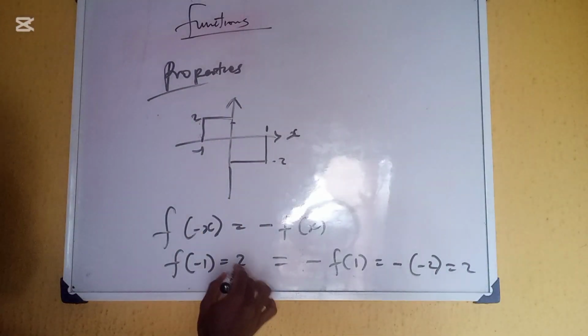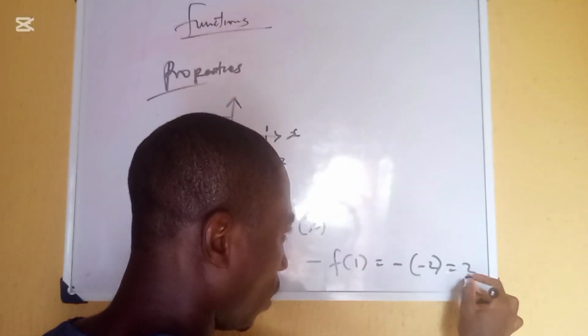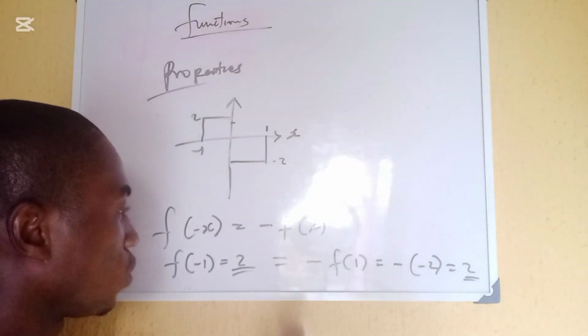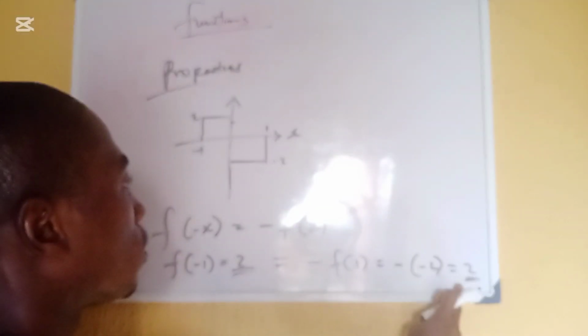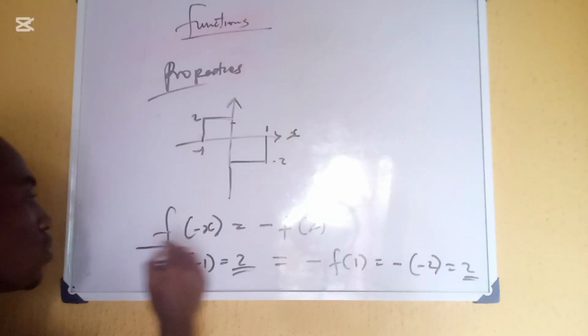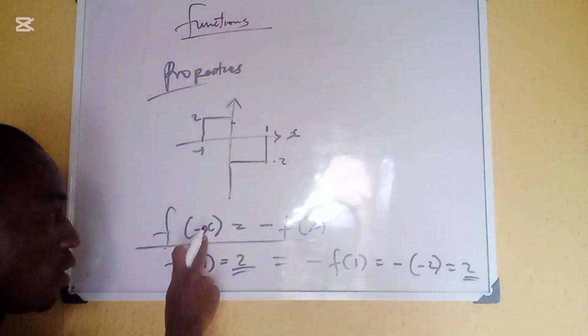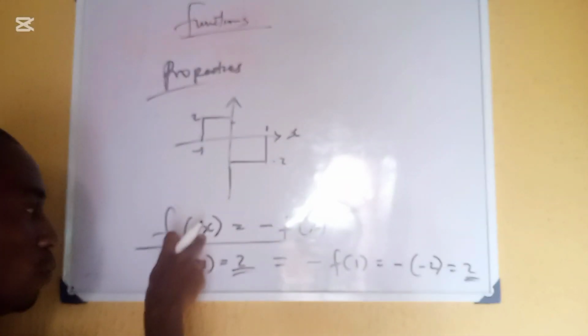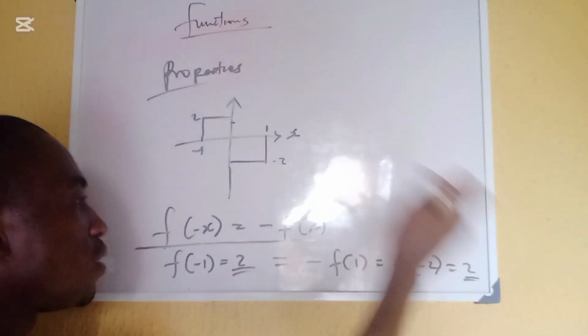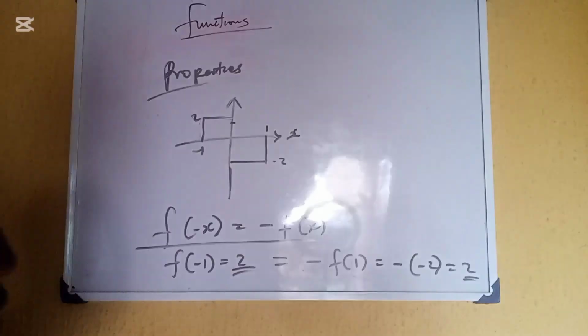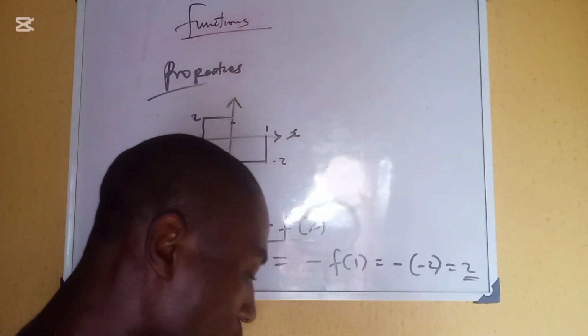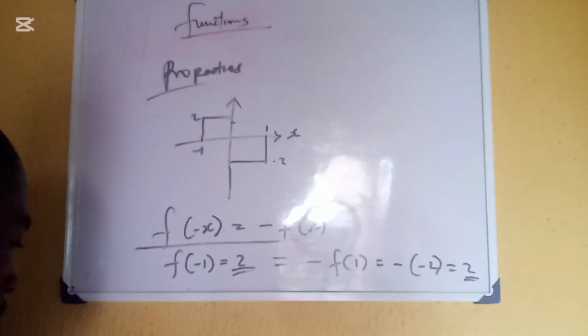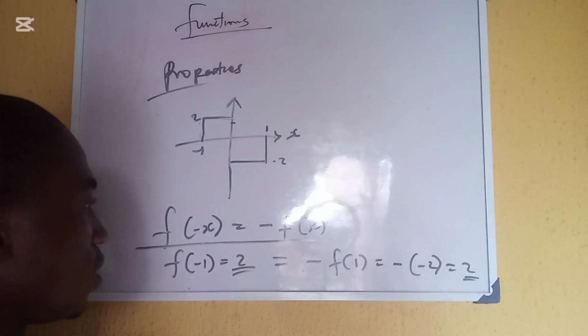Negative into f of 1 rather is equal to negative into -2. So you can see that we had -2 here, and we have 2 here and we'll have 2 here. So we have 2 for this, we have 2 for this. So this is the expression for an odd function, that the function of the negative of the input variable is equal to the negative of the function of the positive of the input variable.